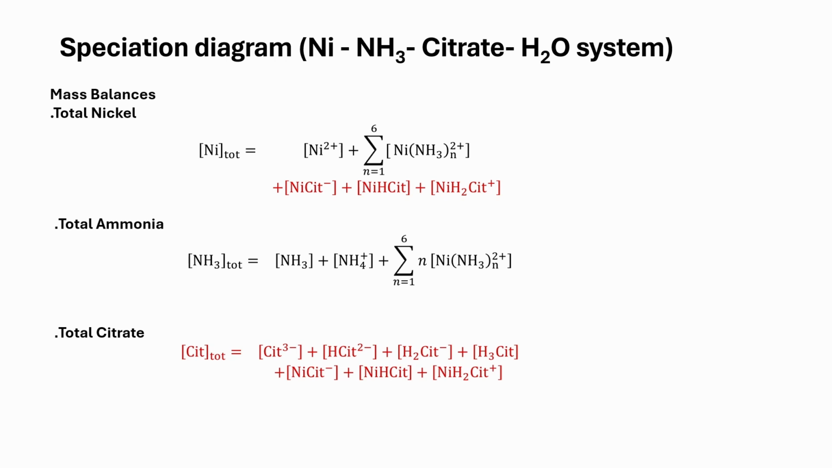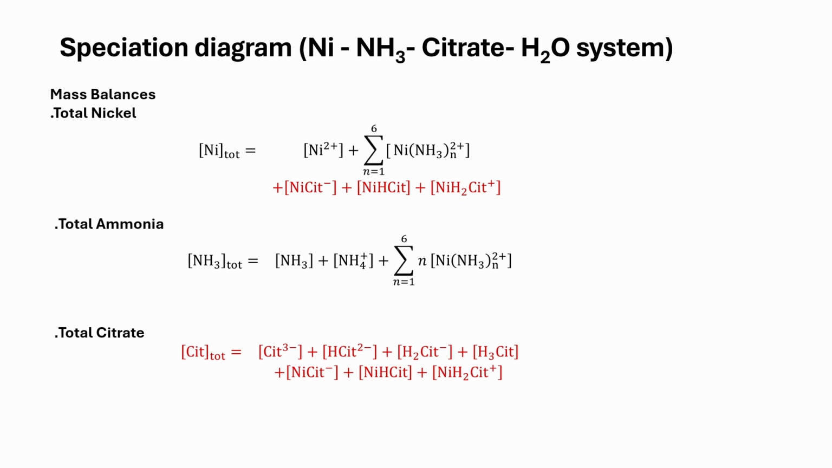As we established in Screencast 2, the activities of all species in the speciation diagram are computed from the mass balance. Previously, we had two mass balance equations, one for total nickel and one for total ammonia. Now that we are adding citrate to the system, we need a third mass balance on citrate. So there are three mass balance equations we will use to construct this speciation diagram.